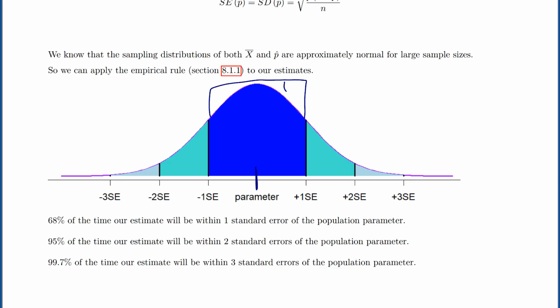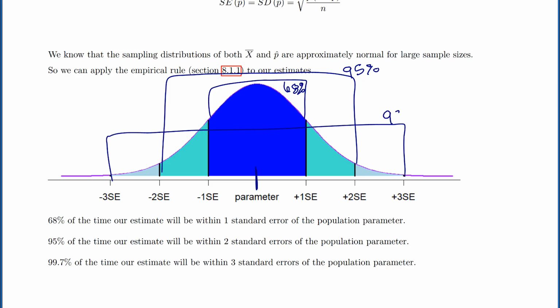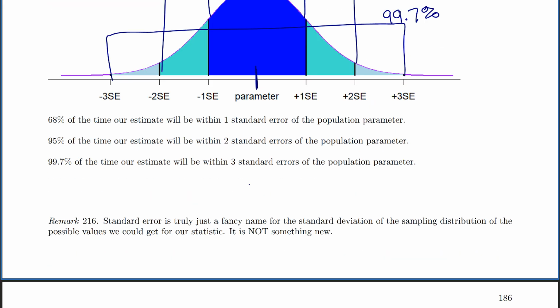So this is our 68%. If we go out to 2 standard errors, we're at 95%. And if we go out to 3 standard errors, then we're at 99.7%. Okay. And so that's the actual parameter, and 95% of all of our possible sample statistics, for our sample means or sample proportions, will be within 2 standard errors of the parameter we were trying to estimate. And again, standard error is just the fancy name. It's not something new, okay? It's the standard deviation of that sampling distribution of the possible values we could get.